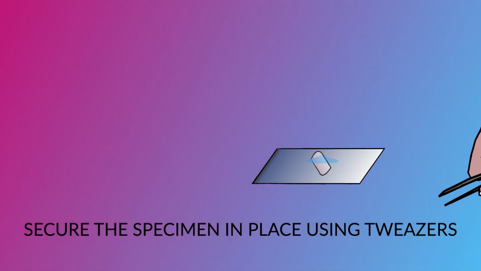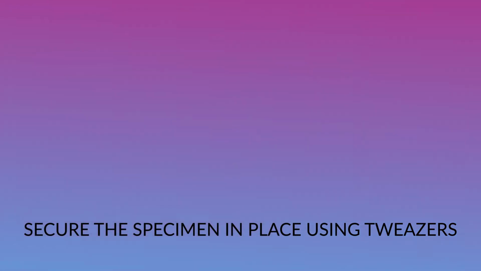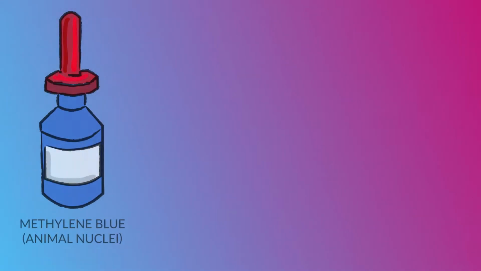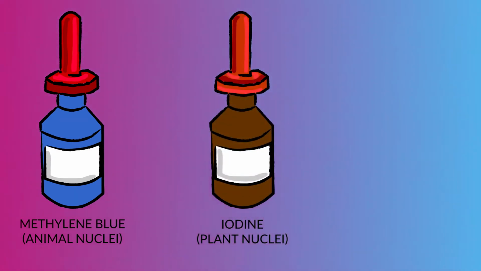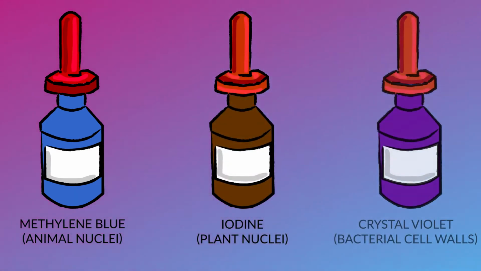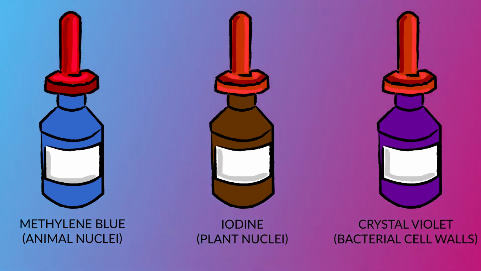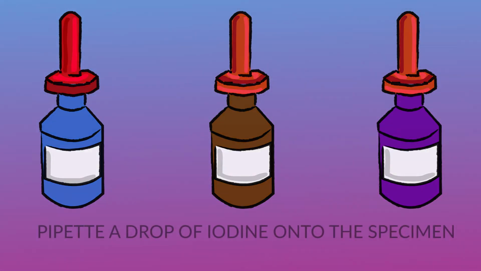To see your specimen clearly, it is useful to stain it. Depending on what your specimen is dictates the stain you use. For example, methylene blue is used to see animal nuclei, iodine is used to see plant nuclei, and crystal violet is used to see bacterial walls.